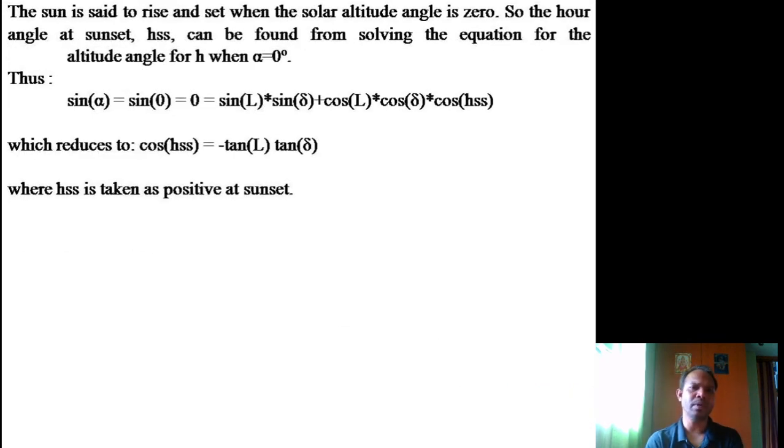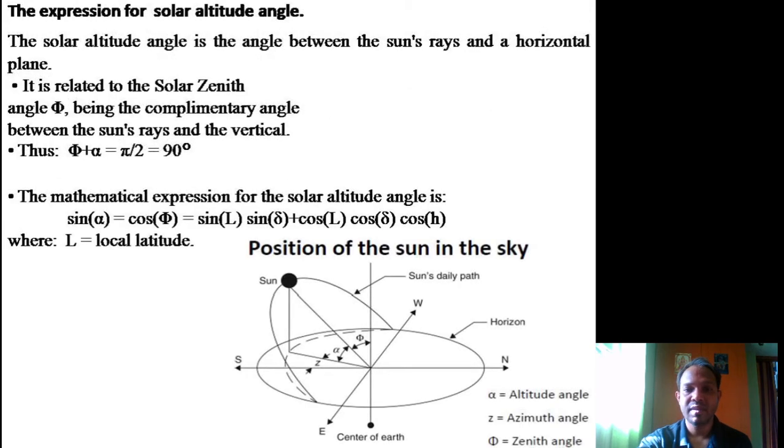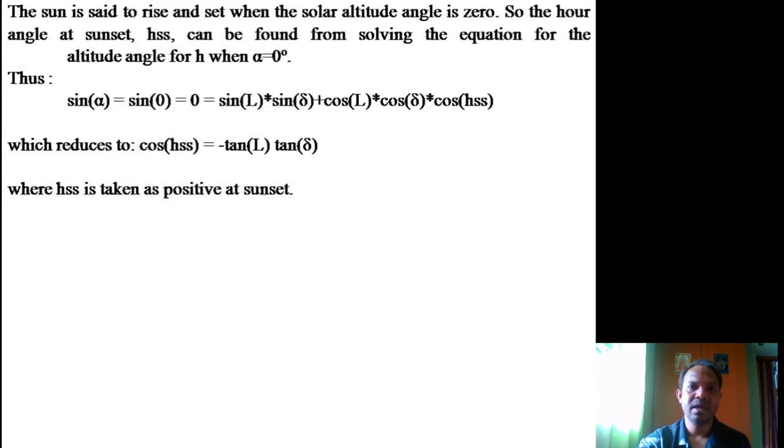The sun is said to rise and set when the solar altitude angle is 0. That is what I was telling you before. The sun is said to rise when sunrise occurs, which means the altitude angle alpha is equal to 0. As the sun rises, the altitude angle keeps varying. Is that clear? So the sun is said to rise and set when the solar altitude angle is 0.